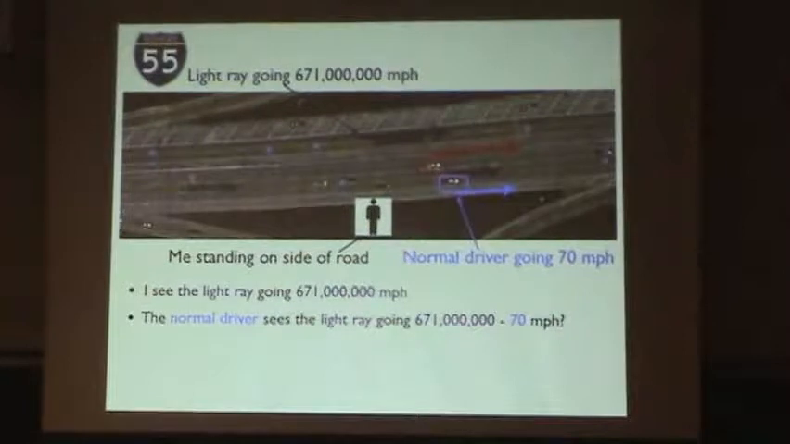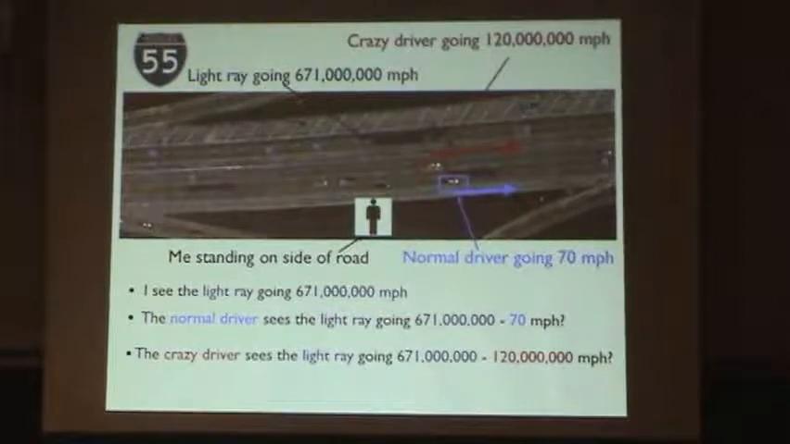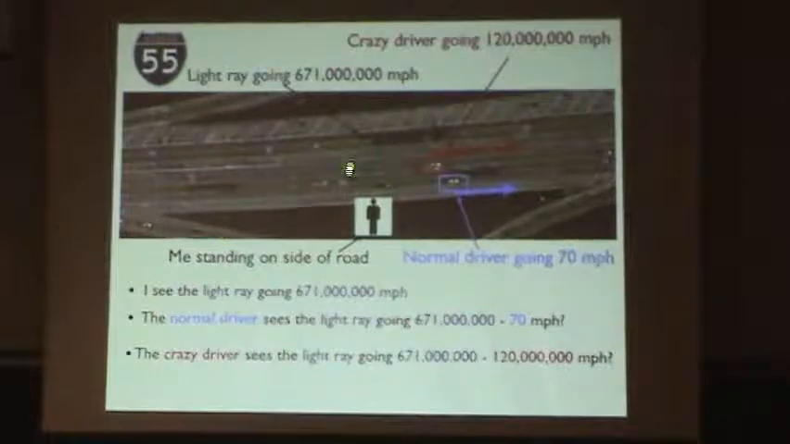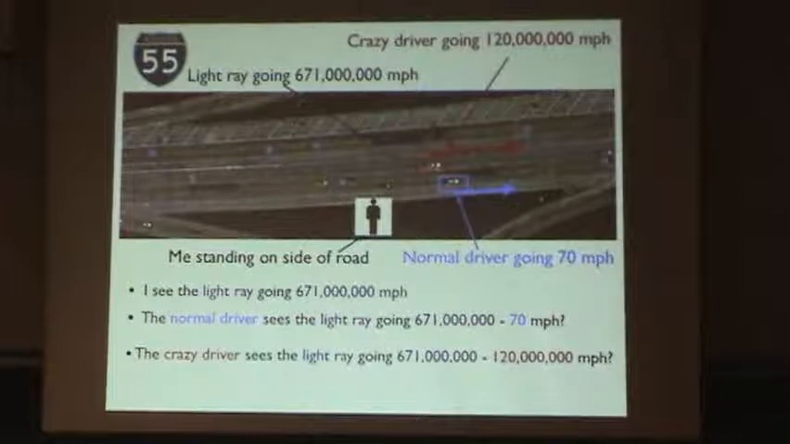And you might say there's no way you're ever going to have an instrument that's going to measure this difference to any precision, because this looks basically like 671 million anyway. But we're living in thought experiment land, so I can imagine the crazy driver's not really going 120, but 120 million. Never mind the fact that the crazy driver's going to instantly be in the lake. Forget about that. How fast would this crazy driver, if he measured the speed of the light ray just before he went into the lake, see the light ray going? He's going to see it at 671 million minus 120 million. So, okay, we all see three vastly different speeds of the light ray.